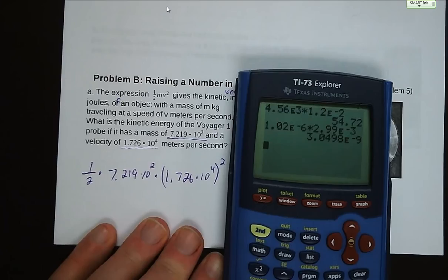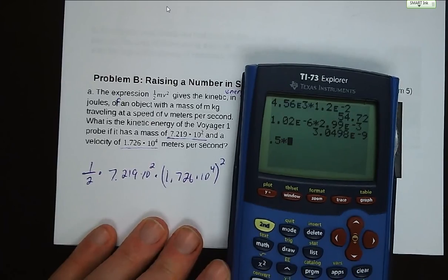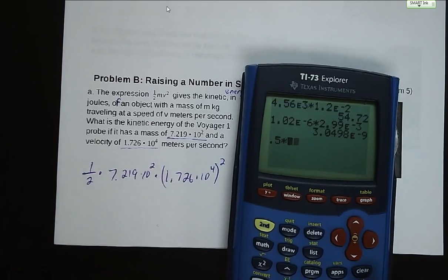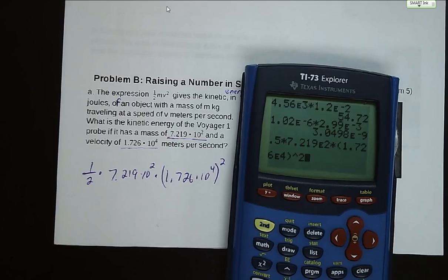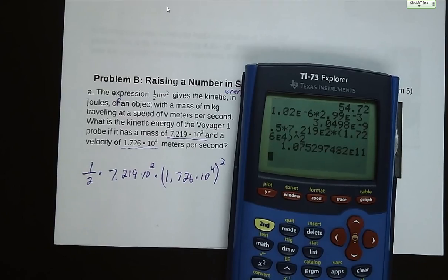So we have 1/2, 0.5, times 7.219 times 10 to the second times, I'm going to put this in parentheses, 1.726 EE4, and we want to raise that to the second power because our velocity is being squared. When we hit enter, we get a whole long number.